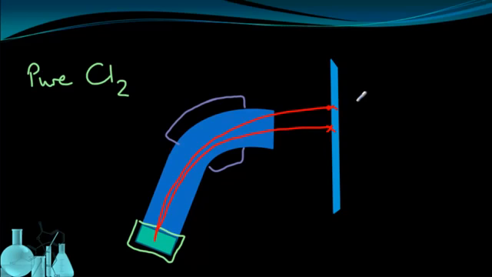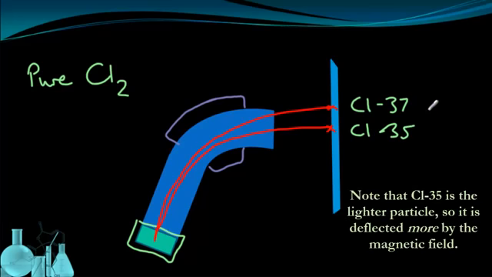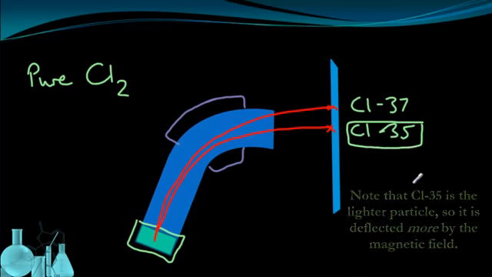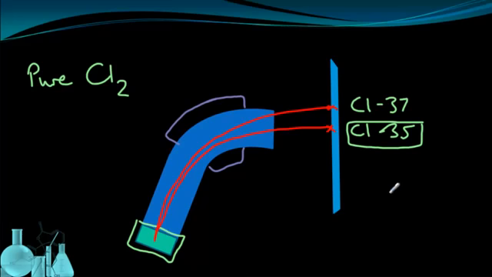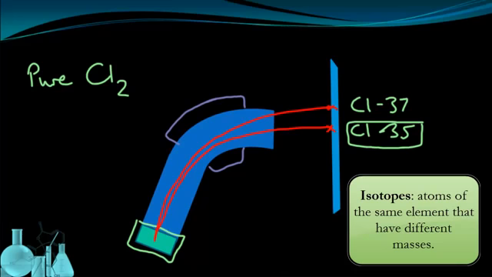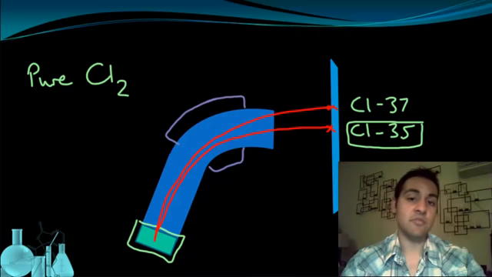So this tells us that we actually have two types of chlorine. We have a chlorine particle that has a mass of 37, and we have a chlorine particle that has a mass of 35. We also know that this one, the 35 mass, is far more common. Atoms of the same element can be different from each other. We've established that they have different masses, and we have a name for that. Atoms of the same element that have different masses are called isotopes. So let's look at some examples of isotopes.